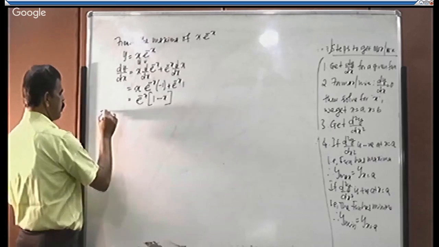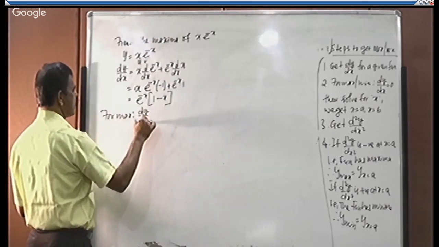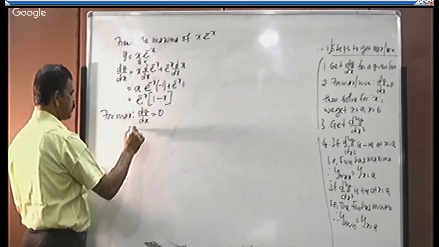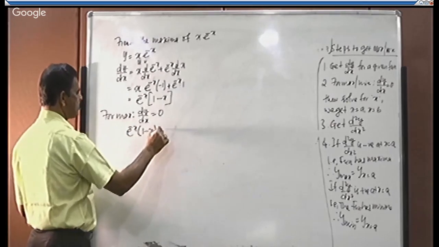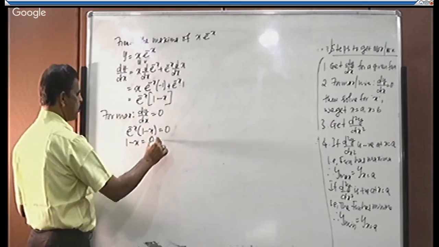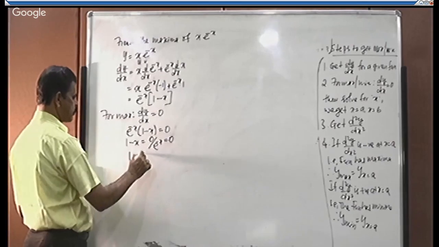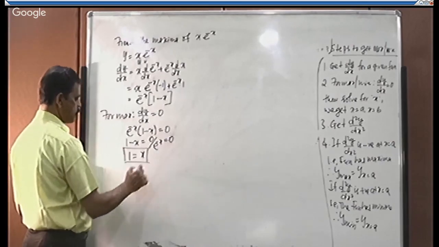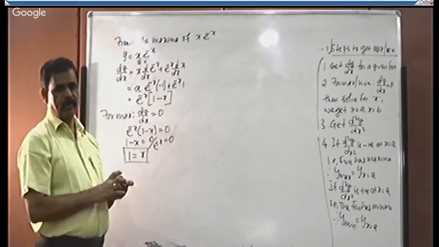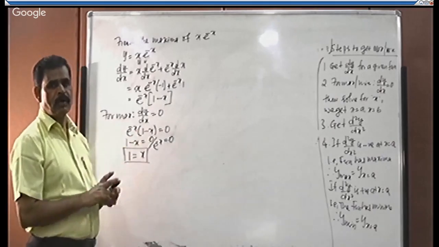Next step: for maxima, I should take dy by dx equal to 0. What is dy by dx? It is e power minus x into 1 minus x, equal to 0. Or 1 minus x is equal to 0 by e power minus x, which is equal to 0. Or 1 is equal to x. So dy by dx is a linear equation. The degree of x is 1. Hence, we get only one value of x.